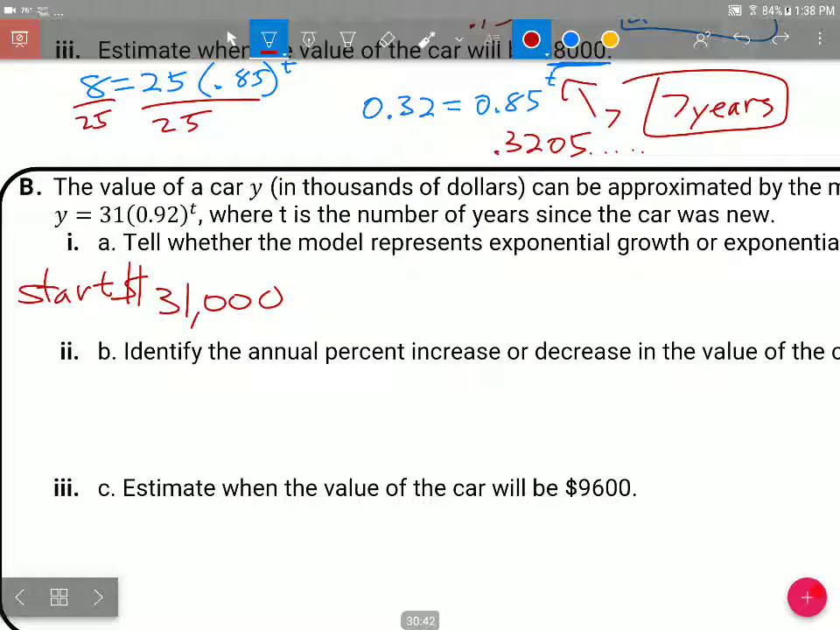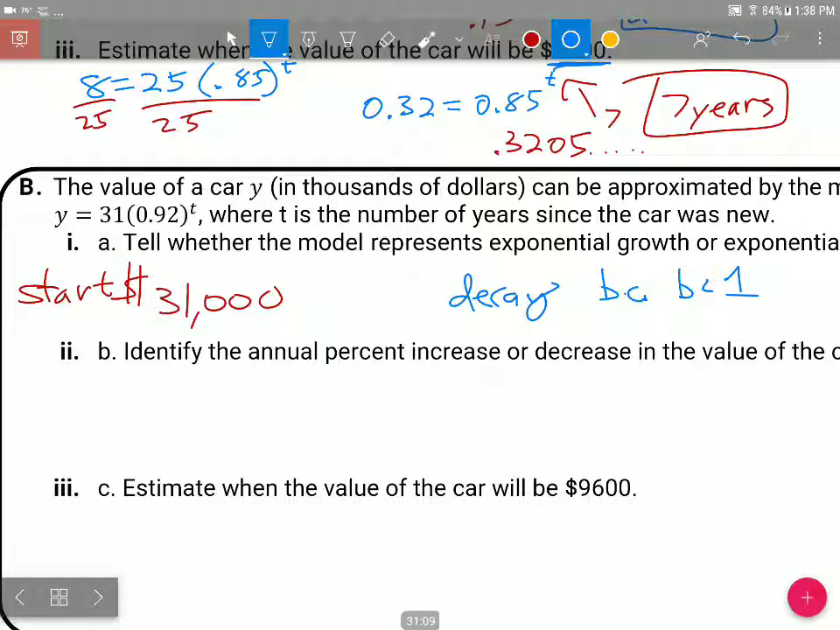Good. Then it says, tell whether it represents exponential growth or decay. Take a second, don't yell it out. Write down what you think. Tell me if it's growth or decay. All right, which one is it? Decay. Why? Good, because b is less than 1. Or should I say between 0 and 1.